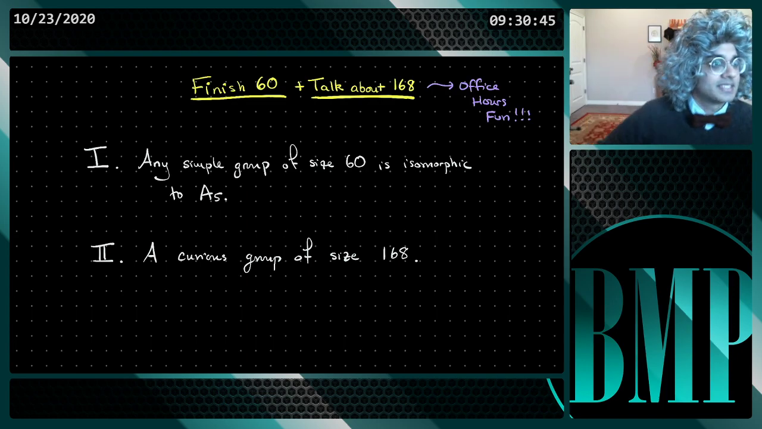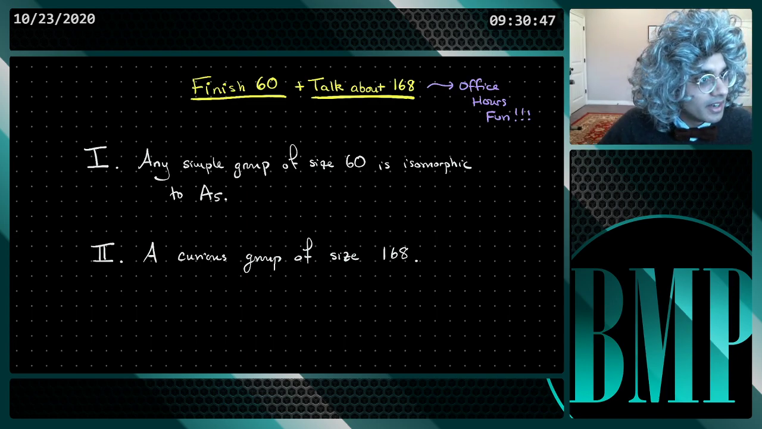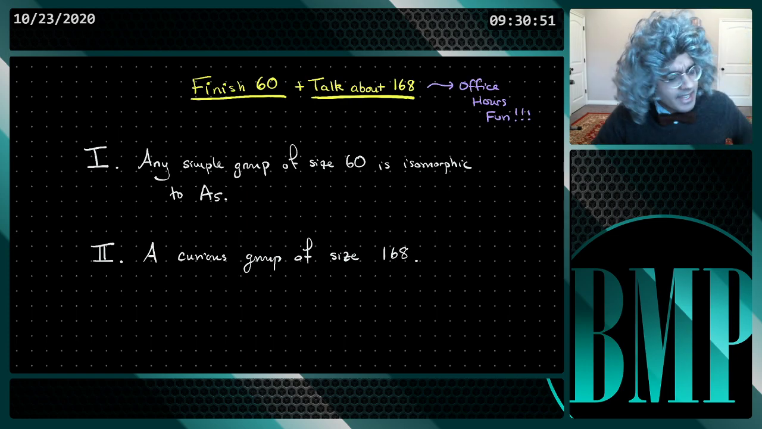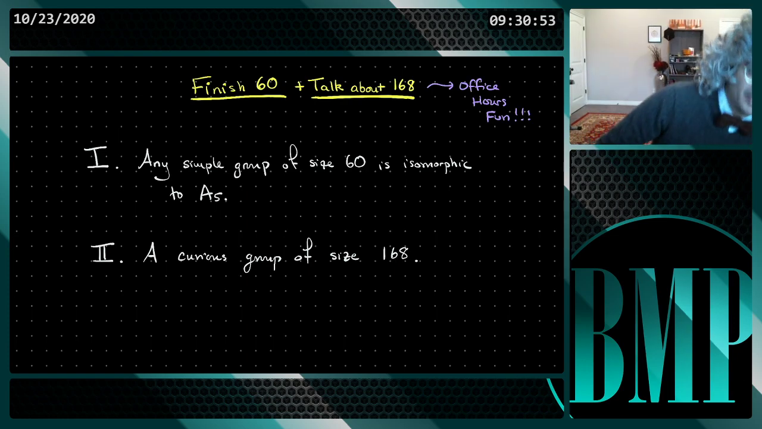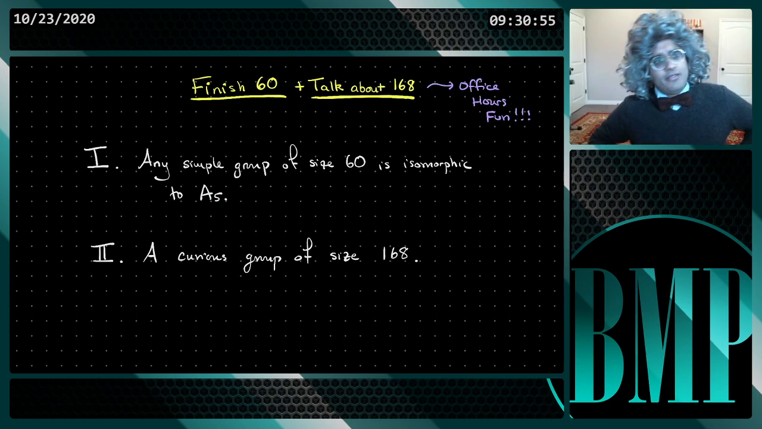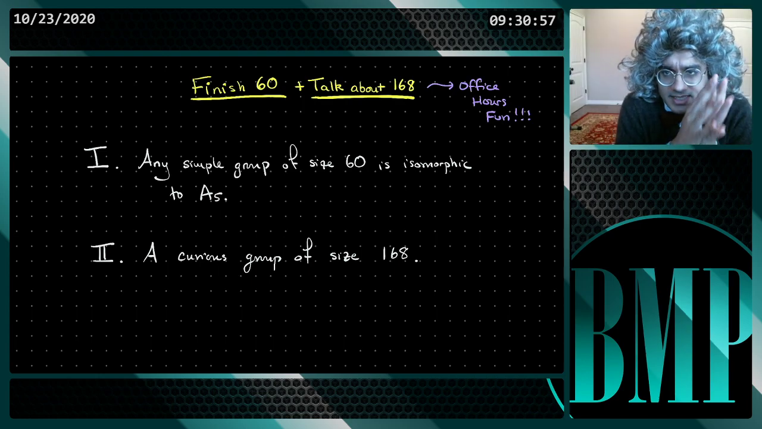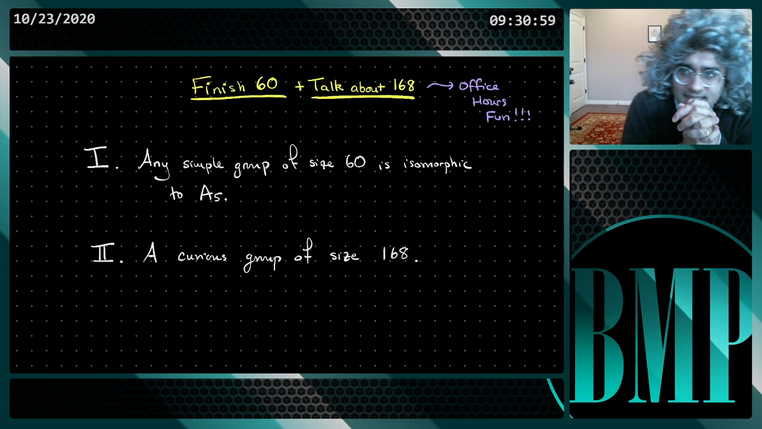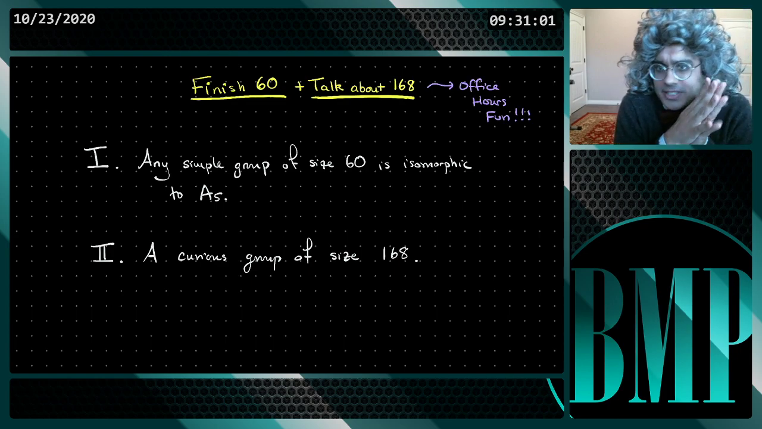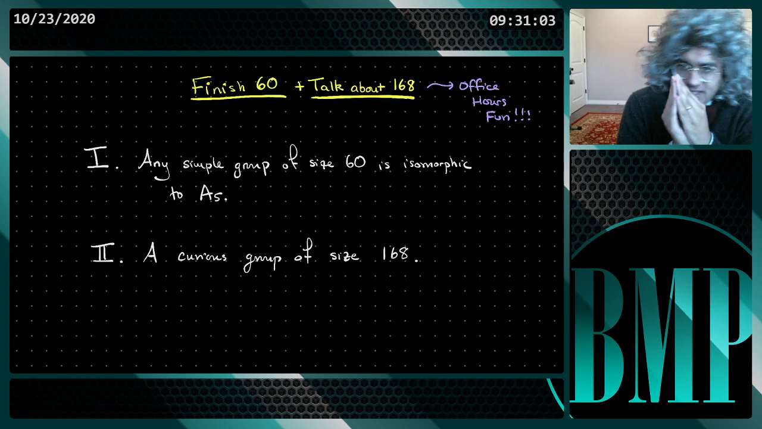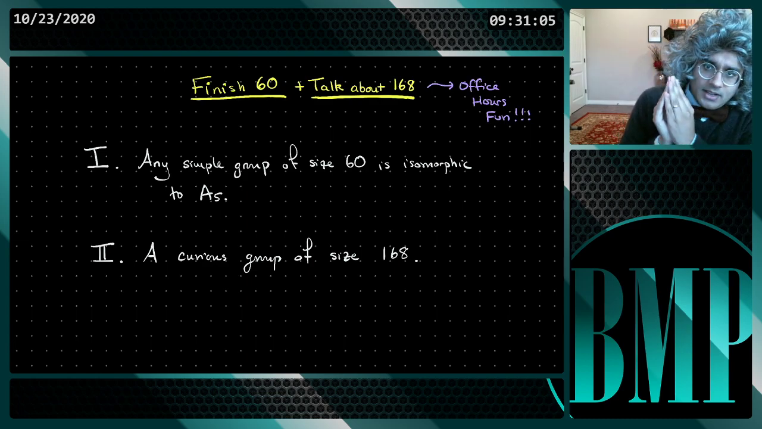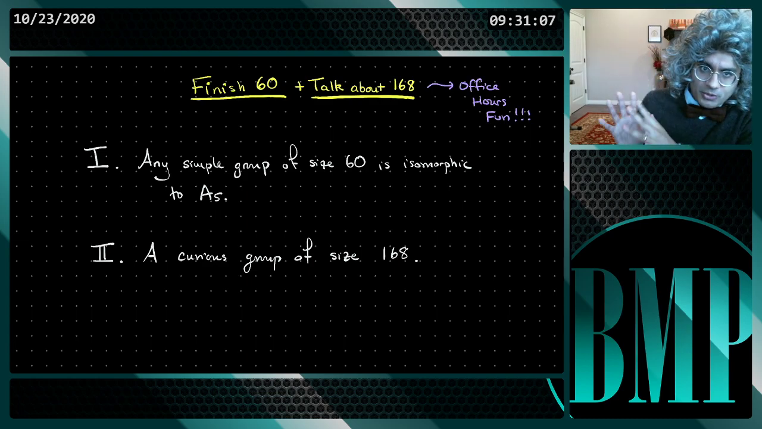Okay, class. Hope you're here. What am I doing today? We're gonna finish up this proof that A5 is the only simple group of size 60. So it is the first interesting element in the periodic table of finite simple groups.